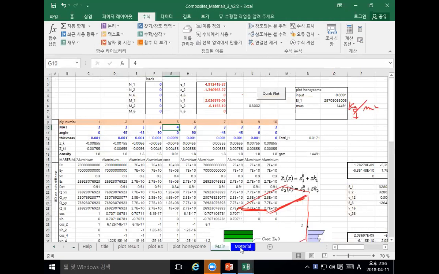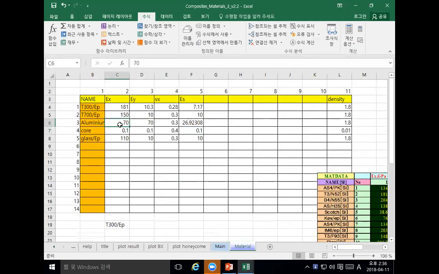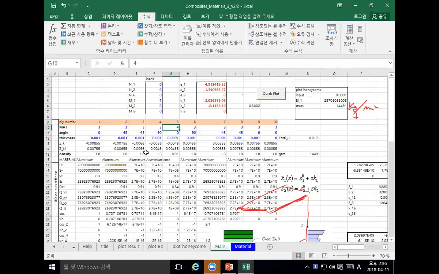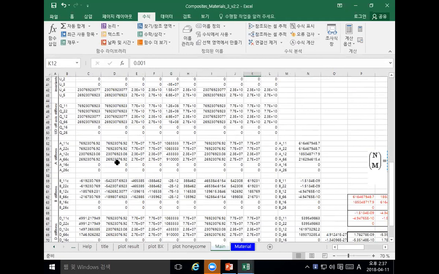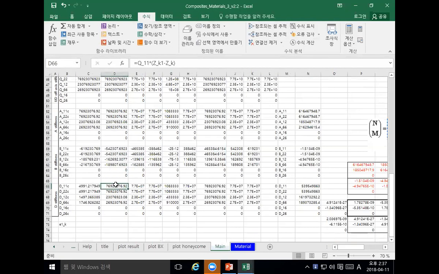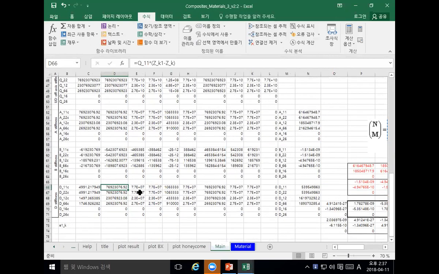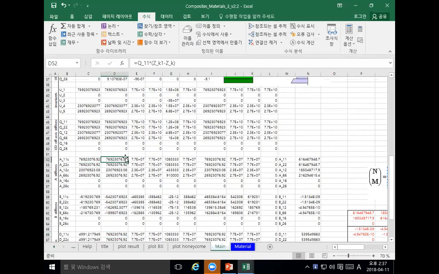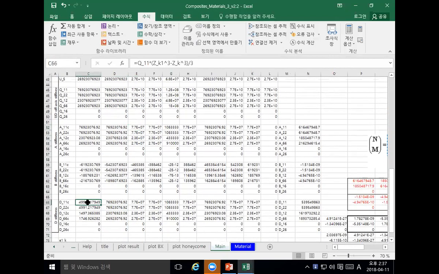But the core stiffness is very low, aluminum. Now let's try to debug. Every layer has the same thickness. So if you really look at the D matrix, yes, the D matrix is certainly different. The A matrix is all the same because it doesn't matter where it is located, but the D matrix is different because the top and middle layers will be different.